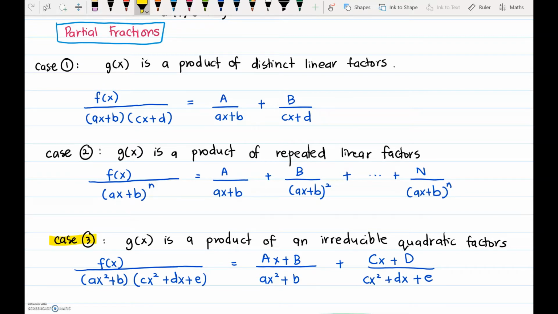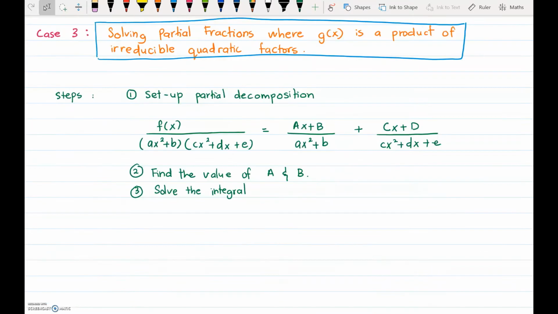That is where your g(x), or your denominator, is a product of irreducible quadratic factors. Okay guys, now let's continue with case 3, solving partial fractions where g(x) is a product of irreducible quadratic factors. The keywords here are irreducible and quadratic factors. Quadratic means the highest power of x in your function is the power of 2. Alright, so let's see the steps given here.